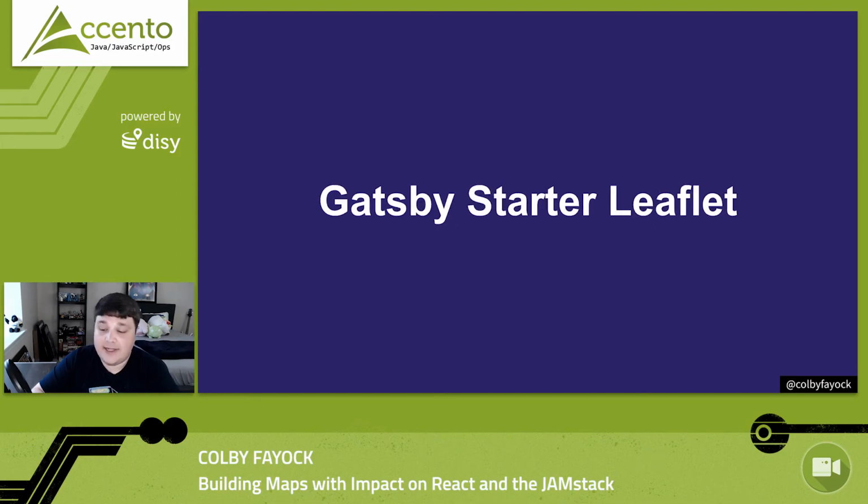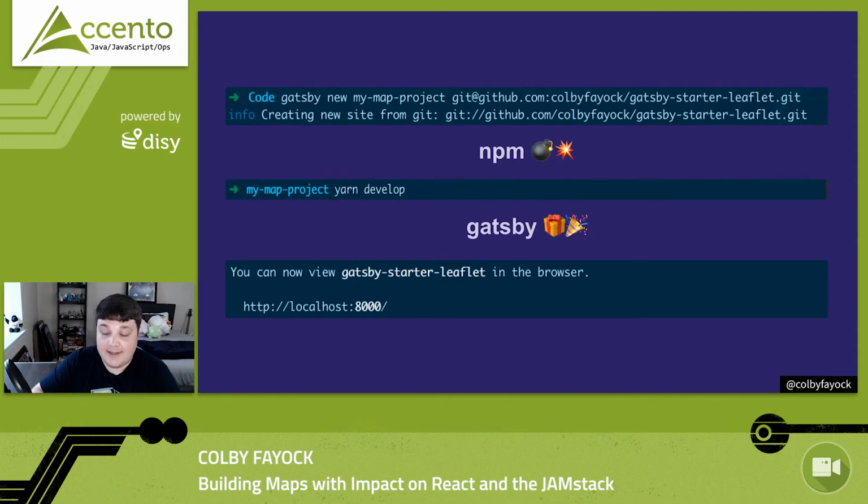So as I mentioned before, I started the app demo with a starter. To help get people productive more quickly, I put together a Gatsby starter for Leaflet. We can very quickly spin up a mapping app with little fuss and immediately become productive. Using the Gatsby CLI, you create a new project with a Git address. This grabs the project and it installs all the npm dependencies. Then you run yarn or npm develop, and this starts your local server.